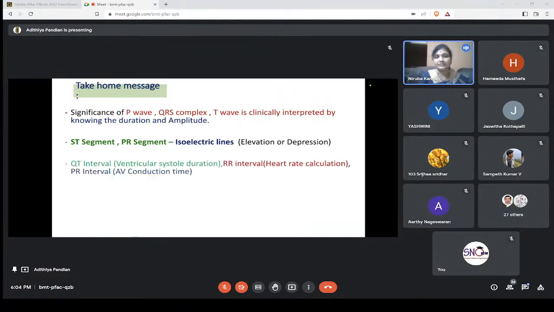Intervals are the ones which are used: RR is used for heart rate calculation, QT is used for ventricular performance, PR is for conduction. So intervals are always used for the conduction defects. Segments are used for infarcted tissue defects. Next.